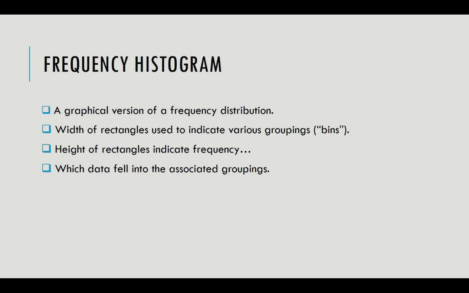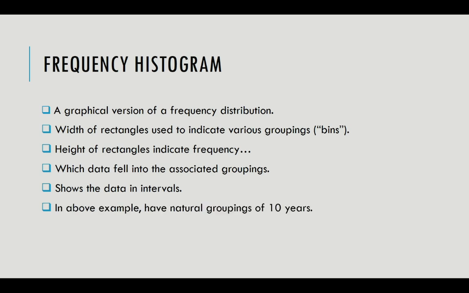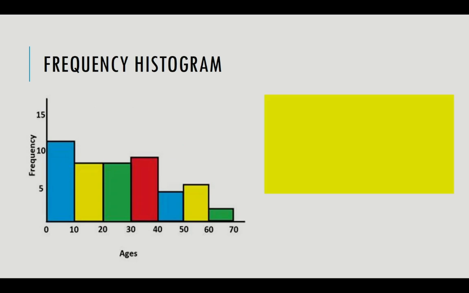So what we're really doing here, gang, is showing the data in intervals. Now, what would those intervals be? Well, it depends. In the above example with the stem plot, we have these natural groupings of 10, because we pulled off anybody who has a 0 in the tens place, a 1 in the tens place, a 2 in the tens place, a 3 in the tens place, and so on. So we could potentially create a frequency histogram that looks like this.